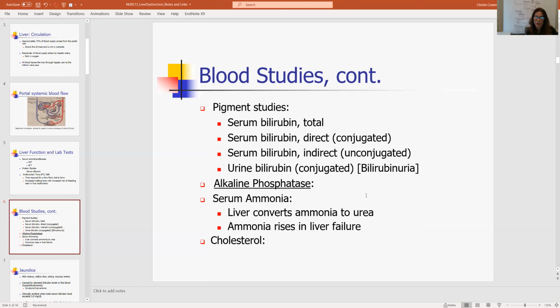All right. There's also urine bilirubin. We should not have bilirubin in our urine, not conjugated bilirubin. That's called bilirubinuria, and that's not good. That means that there's a problem with the bilirubin metabolism.